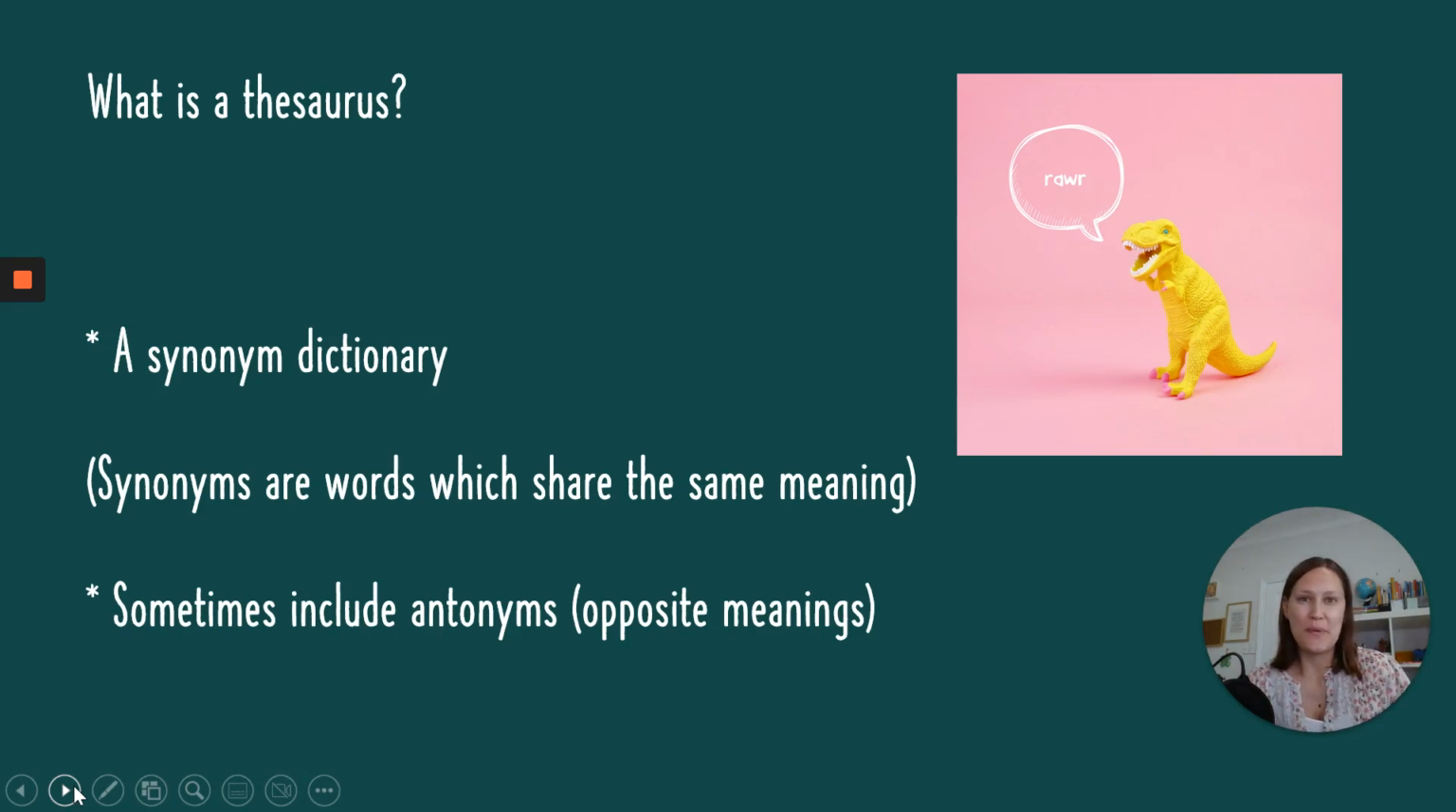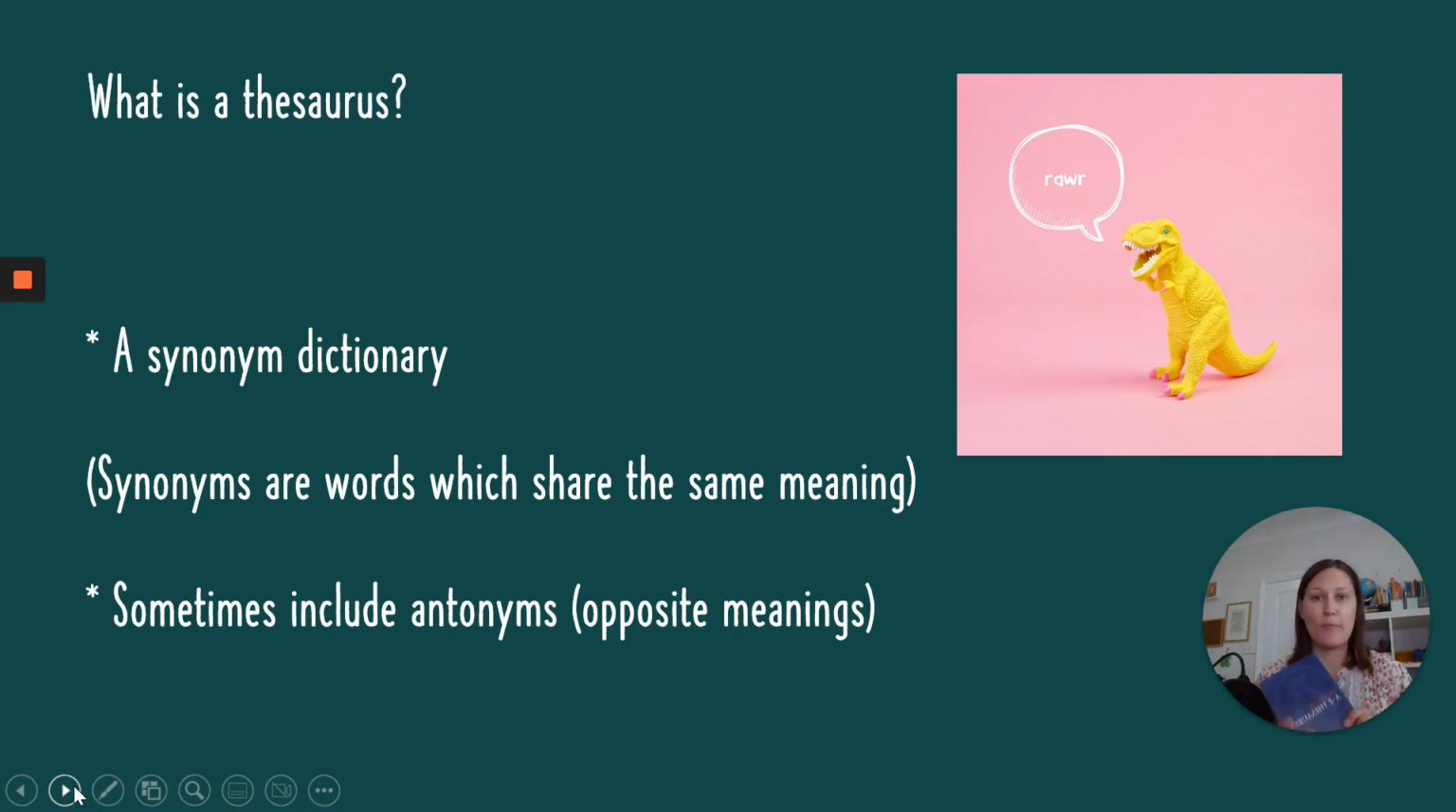So the first question we need to answer is, what is a thesaurus? It sounds like a dinosaur, but it's not. It's simply a dictionary which contains synonyms for source words. Synonyms are words which share the same meaning as each other, and antonyms are words which mean the opposite. And you'll often find in a thesaurus an extensive list of synonyms for a word, but also some antonyms to help you understand that word better as well.